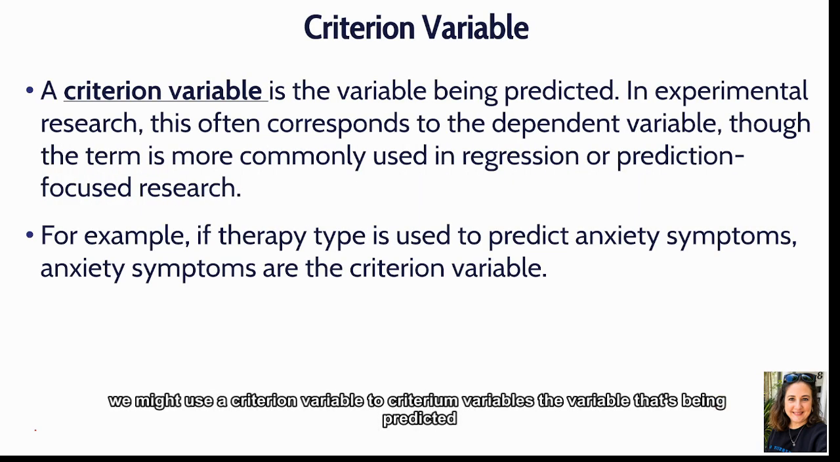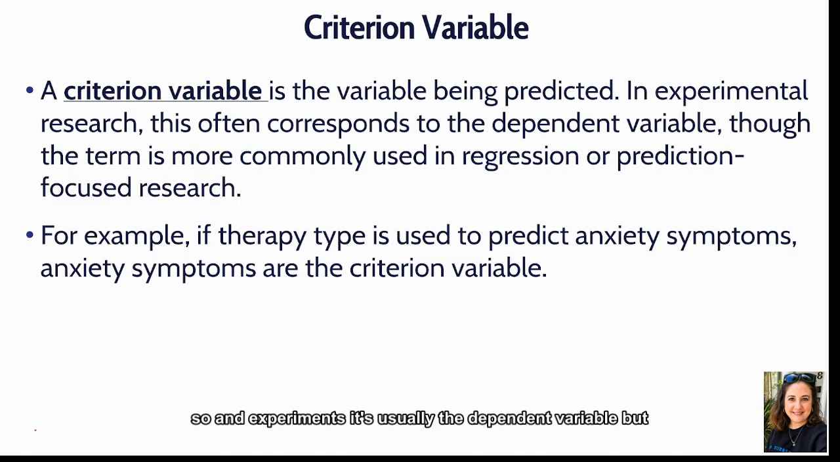We might use a criterion variable too. Criterion variable is the variable that's being predicted. So in experiments, it's usually the dependent variable, but it is, again, often heard in regression and prediction-focused research.